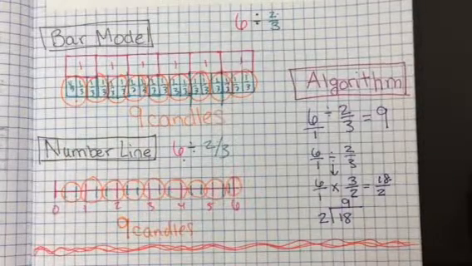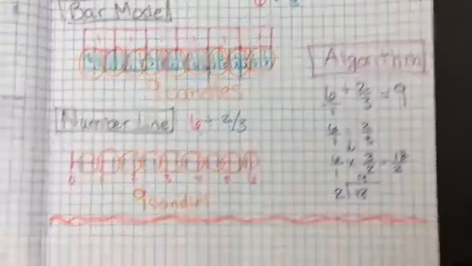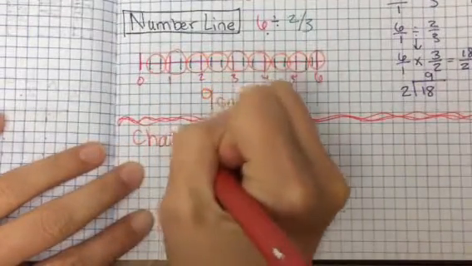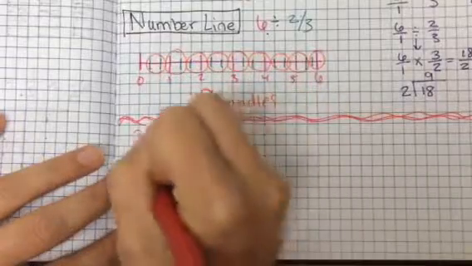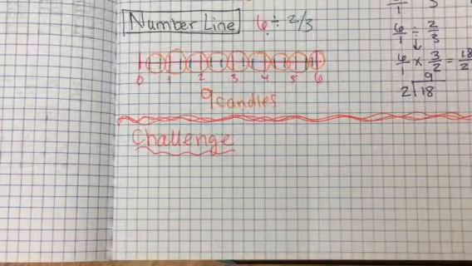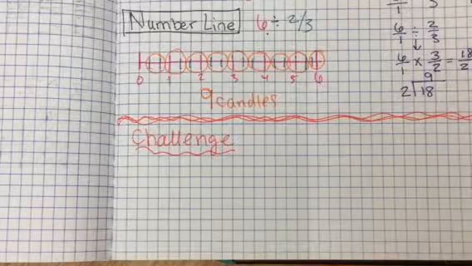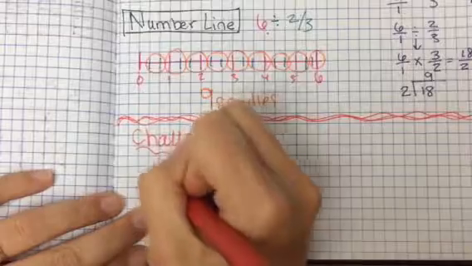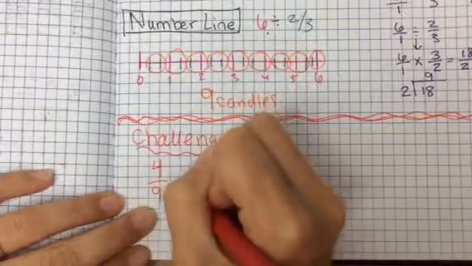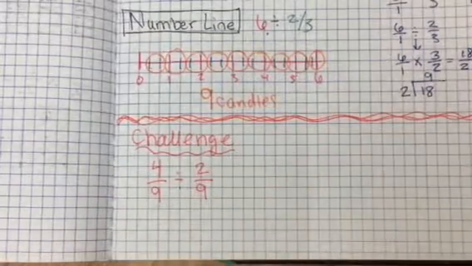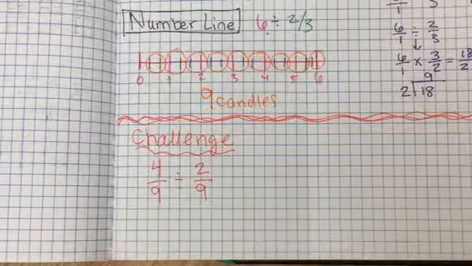Now, I'm going to offer you a challenge, and that's what this bottom portion is for here. Okay, this is our challenge. What happens if your denominators are the same? So I have 4/9 divided by 2/9. Here is your challenge.